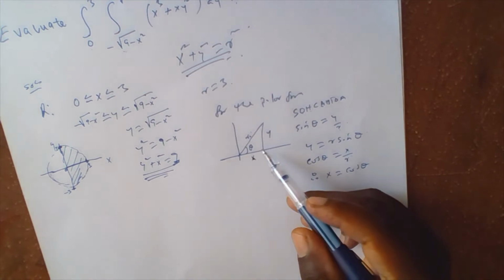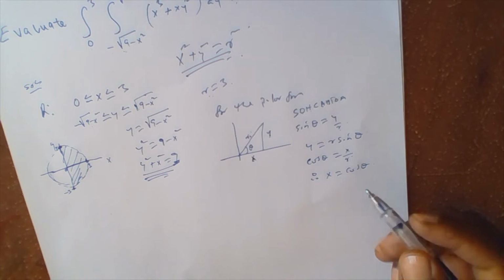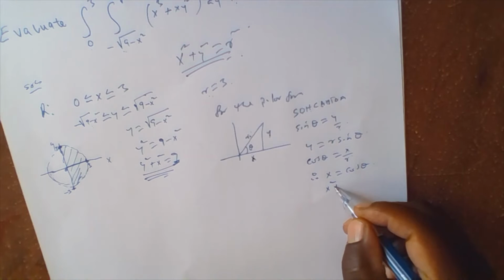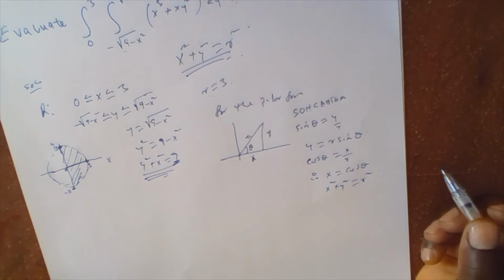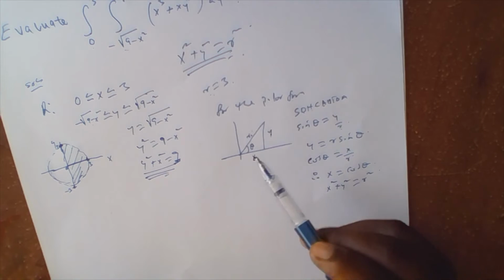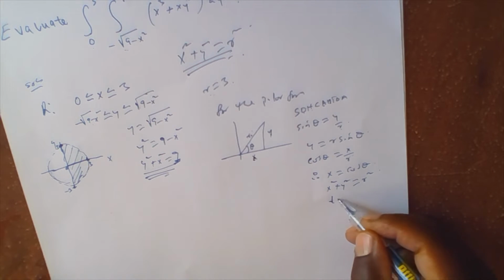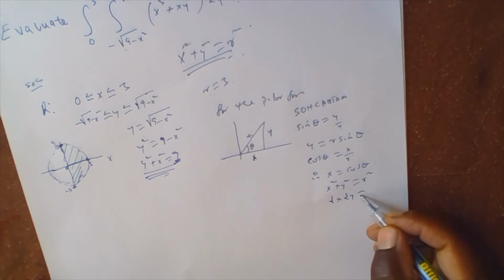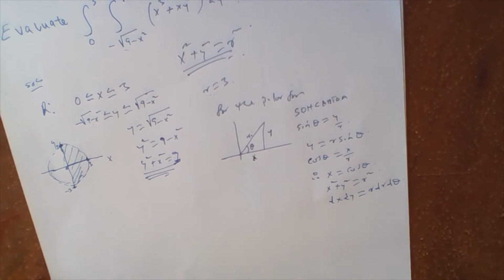Again, applying the Pythagoras theorem, we know x squared plus y squared equals r squared. So these are very important pieces of information when we want to convert this into polar form. And again, we need to know that dx dy is given by r dr d theta.